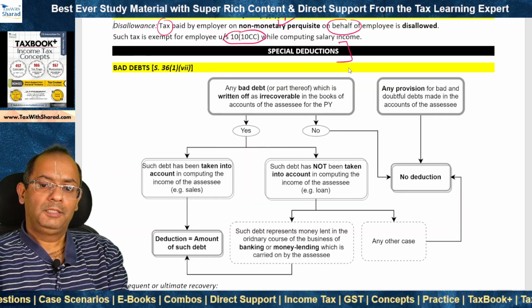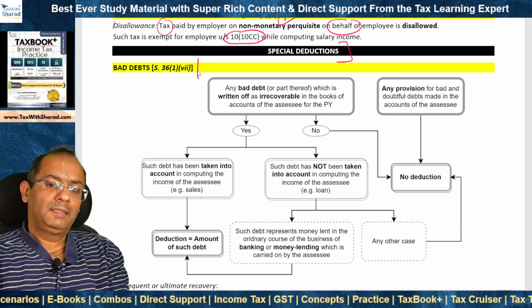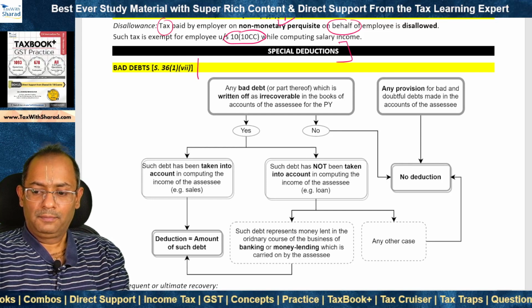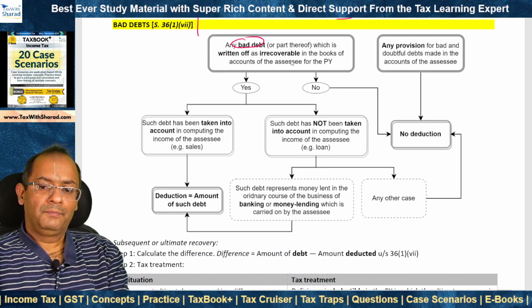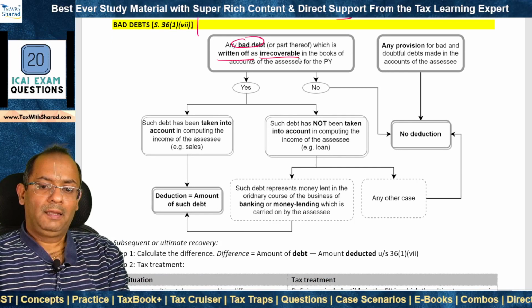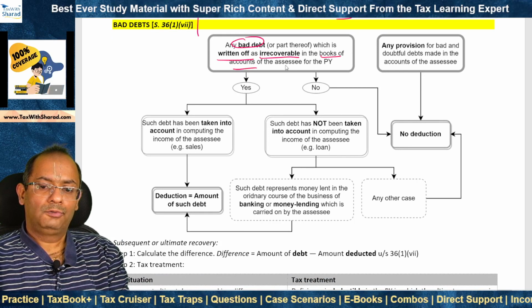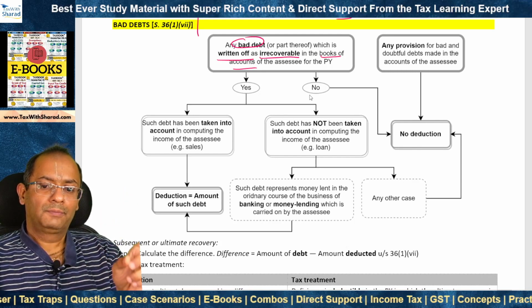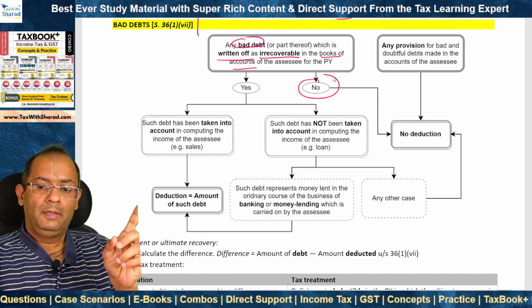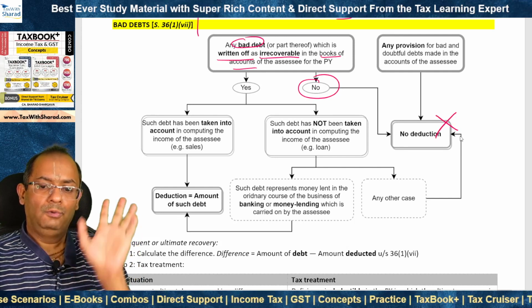Now we look at certain special deductions. Bad debts are covered by section 36(1)(vii). And the deduction is allowed in respect of any bad debt which is written off as irrecoverable in the books of accounts of the SSE for the previous year. If it is written off as irrecoverable in the books, then a deduction is allowed. If not, then deduction is not allowed.